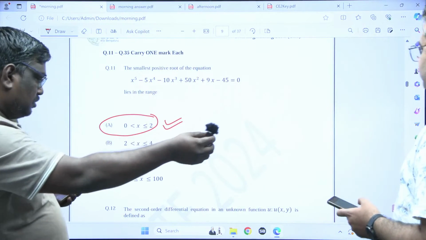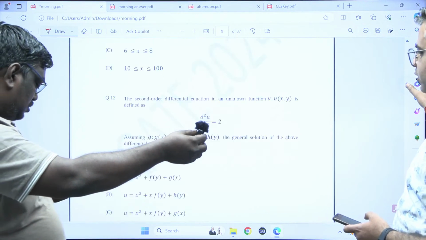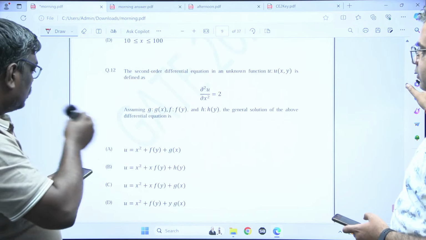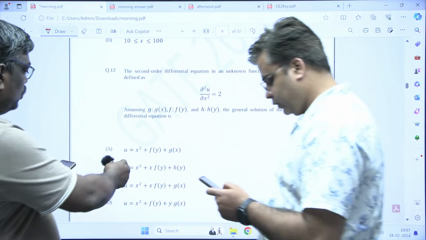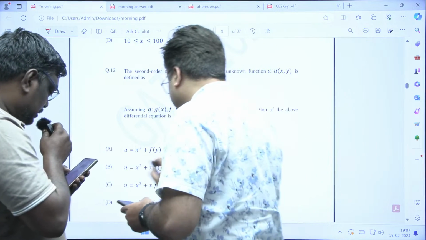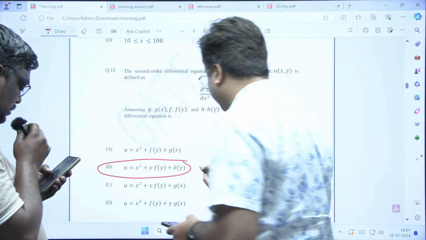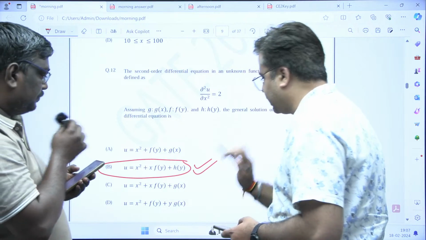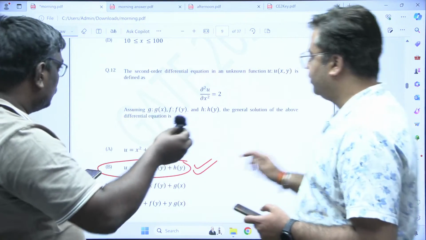Next is question number 12. I think it is B, sir. U is equal to x square plus x of fy plus hy. This is the correct option. Option B is the correct option. Moving on.